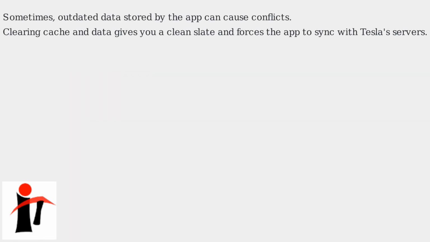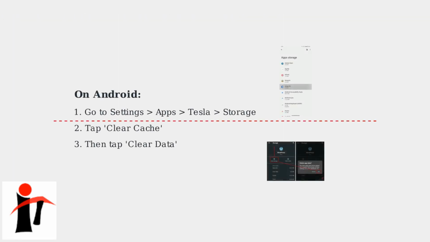Sometimes outdated data stored by the app can cause conflicts. Clearing cache and data gives you a clean slate and forces the app to sync with Tesla's servers. On Android, go to Settings, then Apps, find the Tesla app, and tap Storage. First, tap Clear Cache to remove temporary files. Then tap Clear Data to reset the app completely.